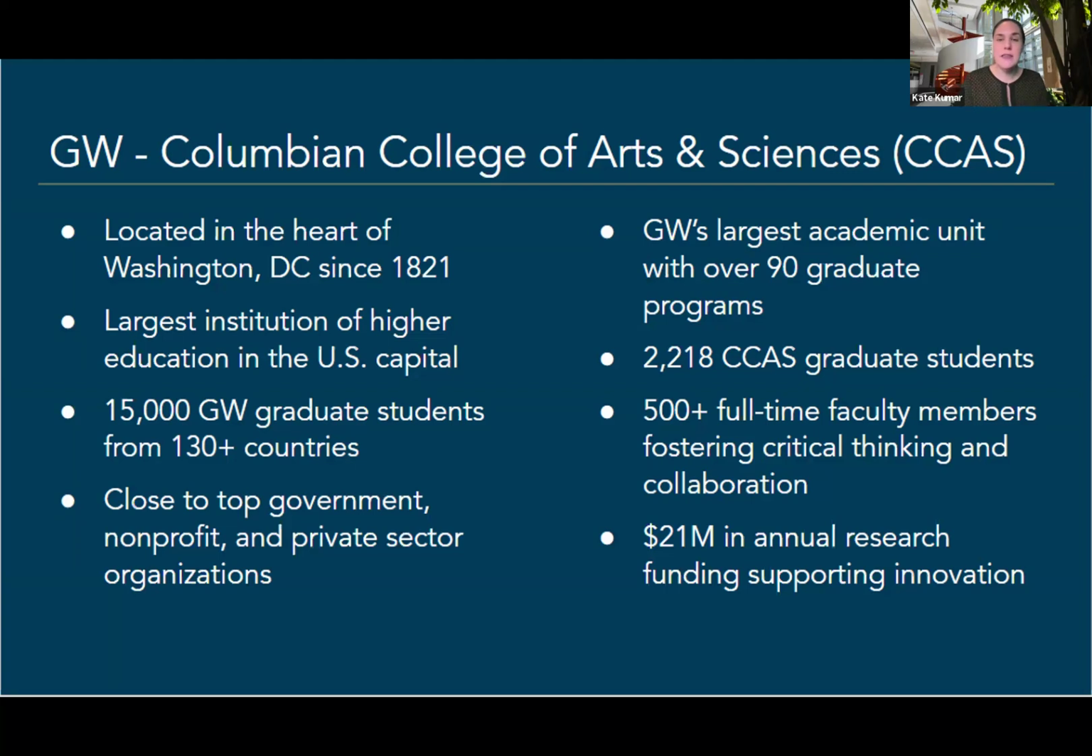Now, applied economics is housed within the Columbian College of Arts and Sciences. And so we are just one of 10 schools within GW. We also call Columbian College of Arts and Sciences CCAS for short. So CCAS is the largest academic unit with about 90 graduate programs, about 2,200 graduate students, more than 500 full-time faculty members, and about $21 million in annual research funding. And with that, I'm going to pass the microphone to Professor Weiner, who will get us started and provide an overview about the Applied Economics program.